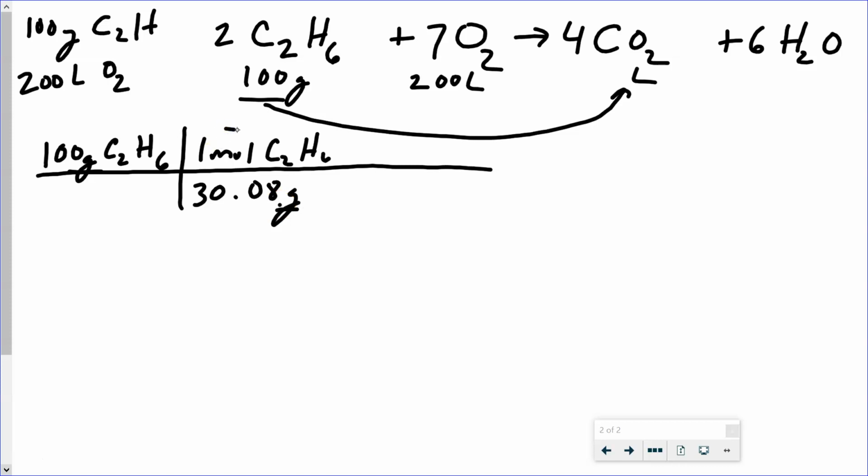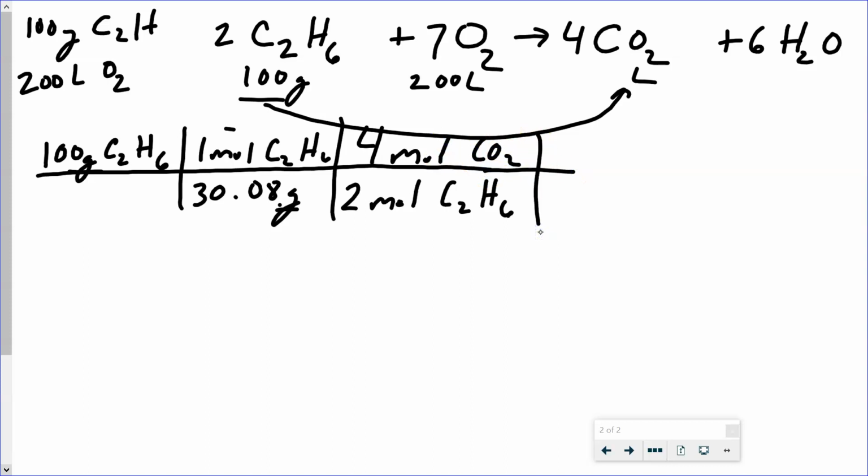The next step, we're going to go ahead and use our mole ratio to go from moles of ethane to moles of carbon dioxide. So we can see from the balanced reaction that 2 moles of the ethane will yield 4 moles of CO2. So that's my step in the stoichiometry where I'm converting from my reactant here to my product here.